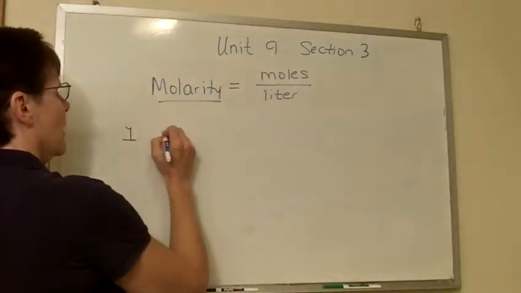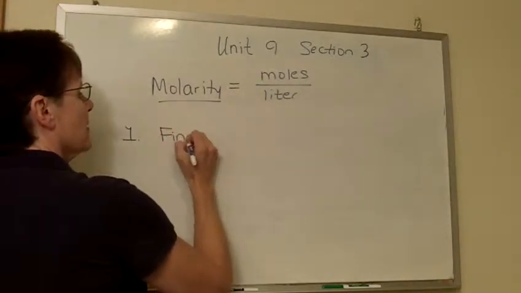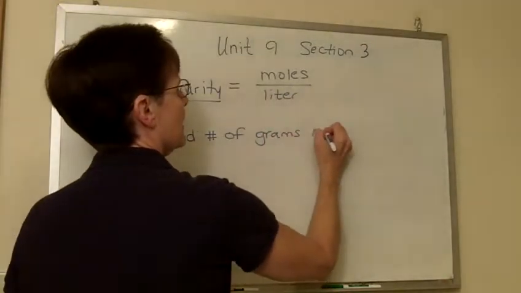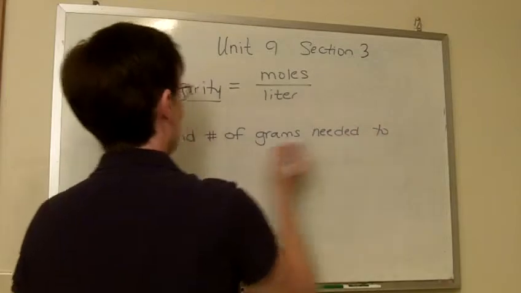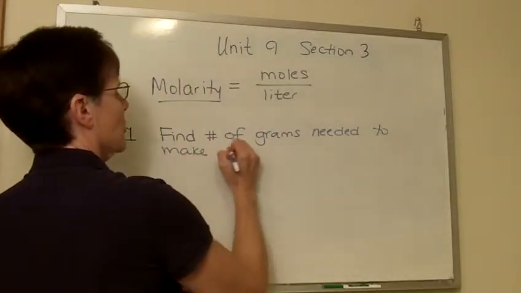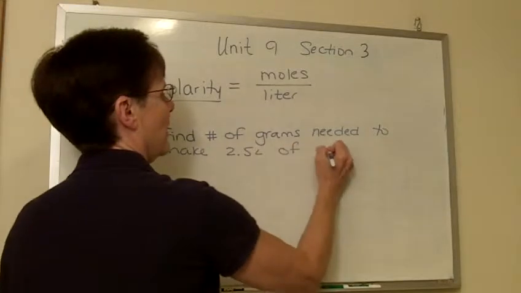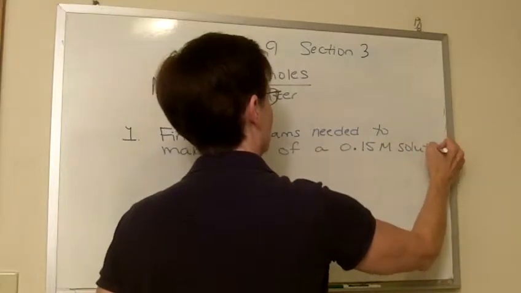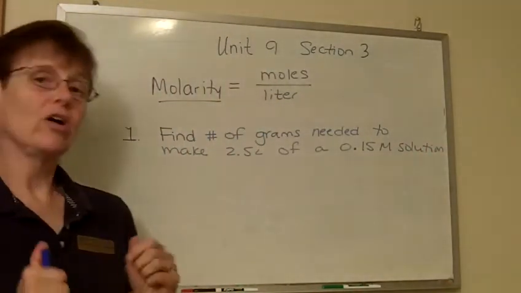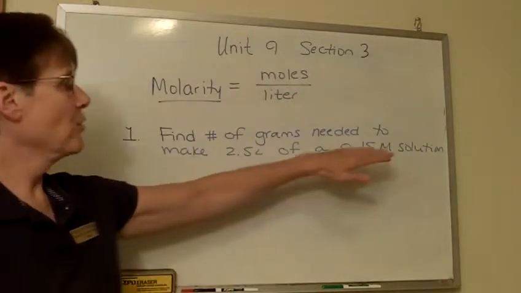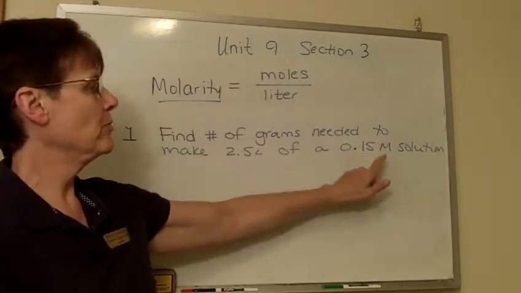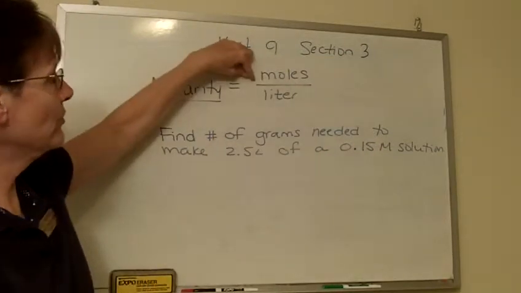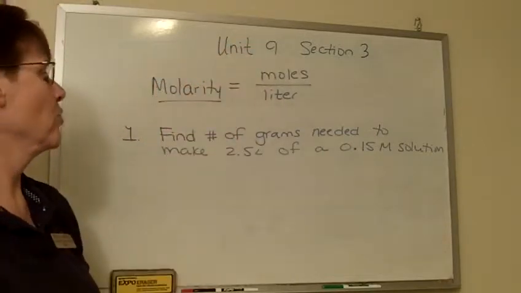So one is, find the number of grams needed to make 2.5 liters of a 0.15 molar solution. In other words, I know what concentration I want. I want a solution that's 0.15 molar. That means the molarity of the solution is 0.15, which means it has 0.15 moles per liter of water.